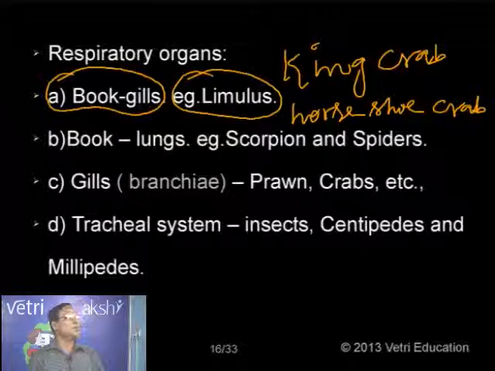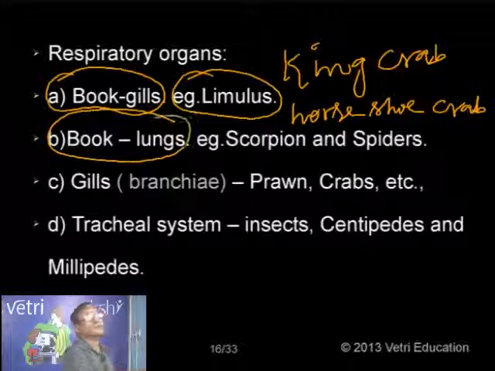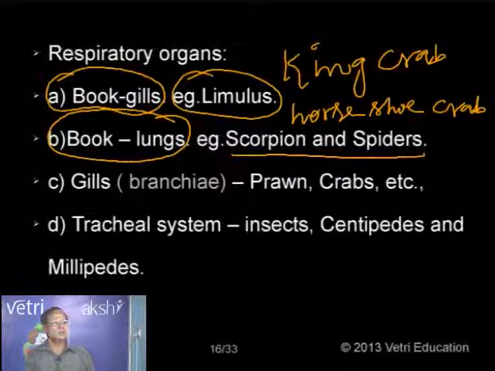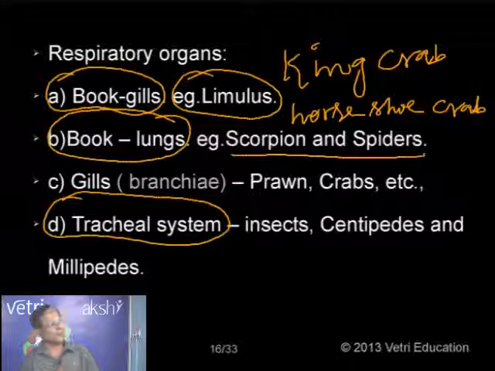Then, book lungs. The lungs are formed of many plate-like structures arranged in the form of a book, as in the case of scorpion and the spider. So we have scorpion and spider with book lungs as the respiratory organs. Now the spiders not only have the book lungs but also an additional structure named the tracheal system, a peculiar condition in the case of spiders. Spiders have both book lungs and the tracheal system, a branching system of tubes for the respiratory process. So that is about book lungs, scorpion and spiders.